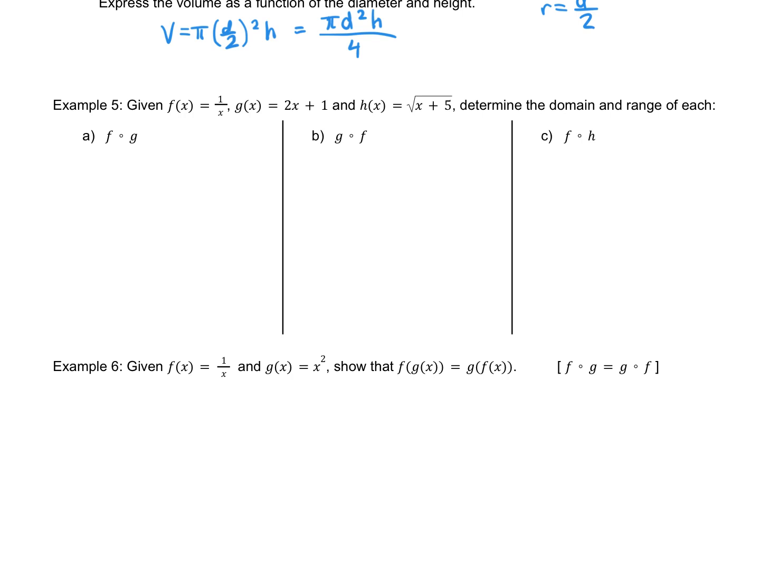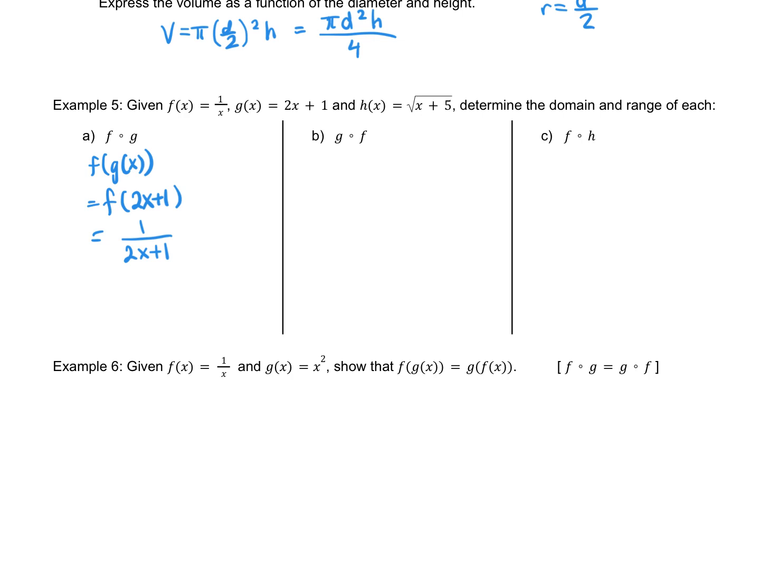So the first one is f of g, so f of g of x. That means we're taking the inside function, which is the linear, 2x plus 1, and we're putting it into function f, which is the rational. So I'm going to replace the x in the denominator with 2x plus 1. And now I can think about this equation and do the domain and range.